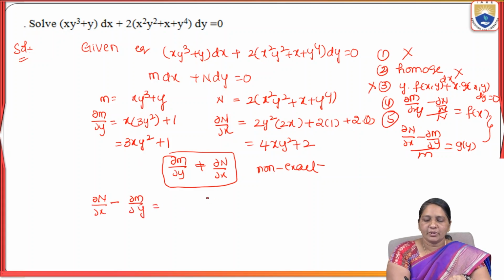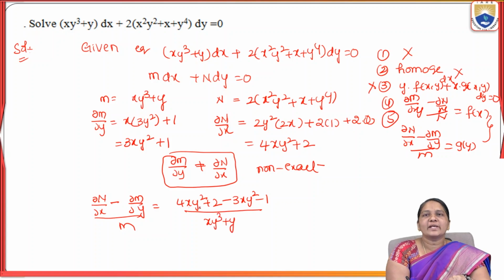So what is the ∂N/∂x value? 4xy² + 2, minus (3xy² − 1). So divided by M. What is the M value? xy³ + y.